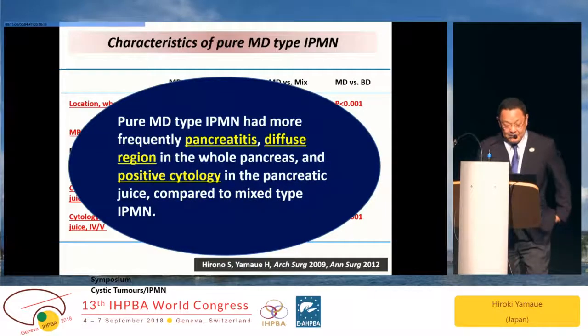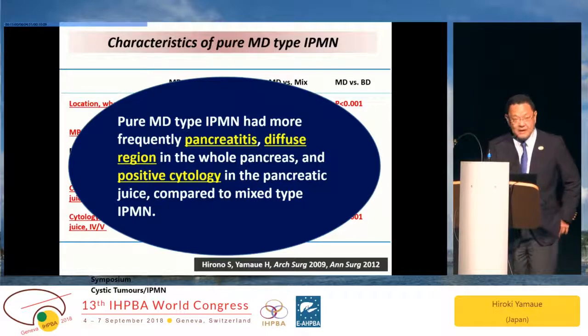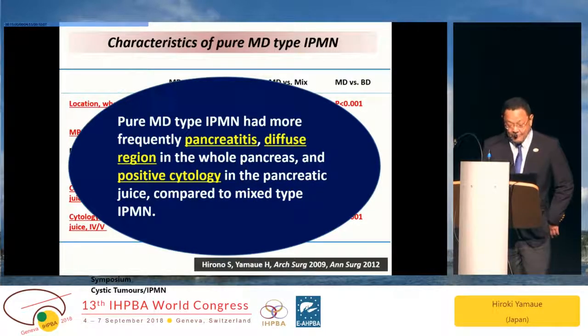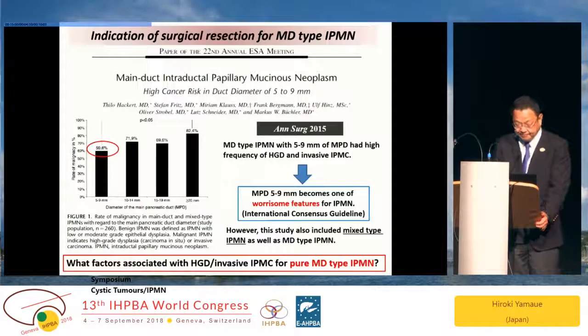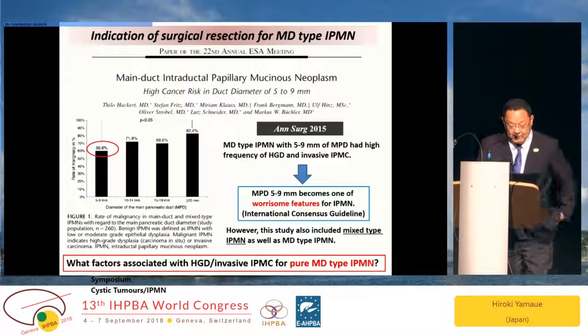So the summary is that pure main duct type IPMN had more frequent pancreatitis, diffuse lesions in the pancreas, and positive cytology in the pancreatic juice compared to mixed type IPMN. This is a paper from Germany.